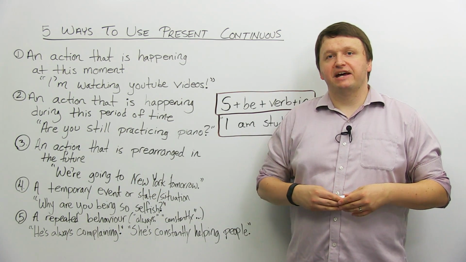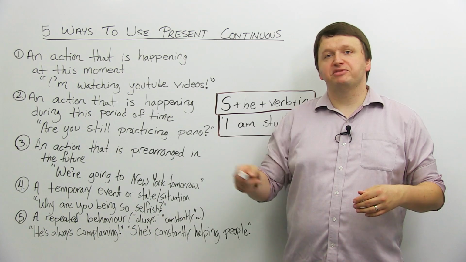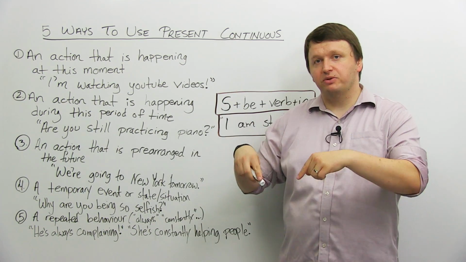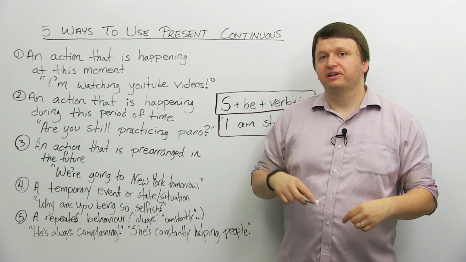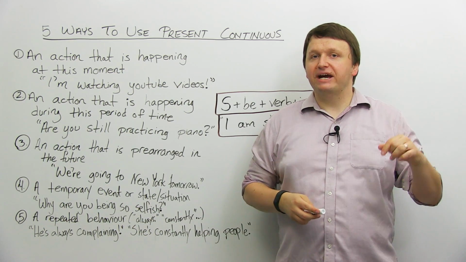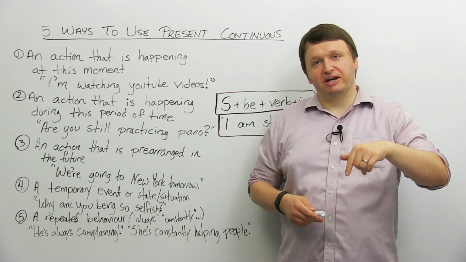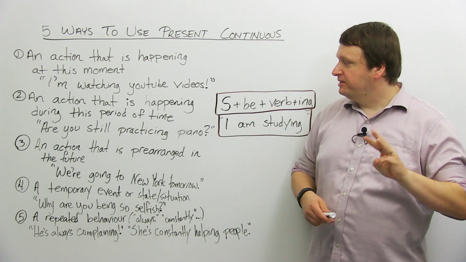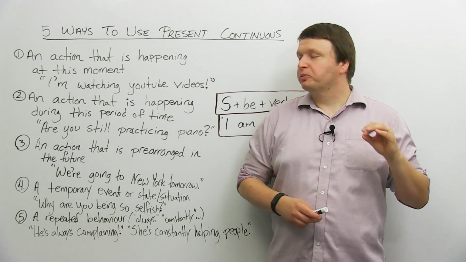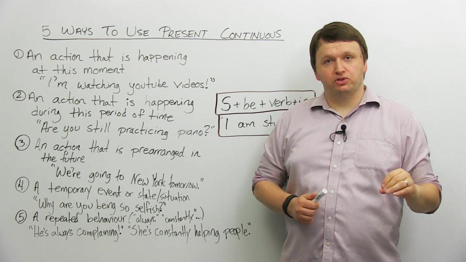So if a person asks you, where do you study? I am studying at this university or this school. You are not studying there right now in the moment, but in your life. This is happening right now. Number 3, an action that is prearranged in the future.